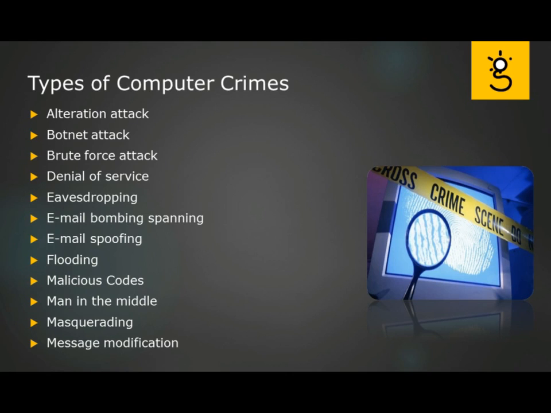Eavesdropping onto communications. Eavesdropping can be done over your PBX, your phone lines. It can be done over the network. We use things like sniffers to be able to capture that traffic. Email bombing, spamming, and spoofing are big ones. Flooding. Flooding is kind of a denial of service, just hitting that network with so much traffic that nothing else legitimate can go down there. Malicious codes, or any other type of malware that can be launched against your systems.